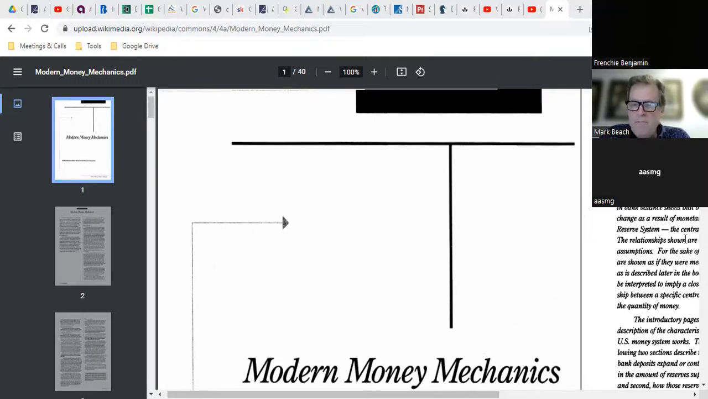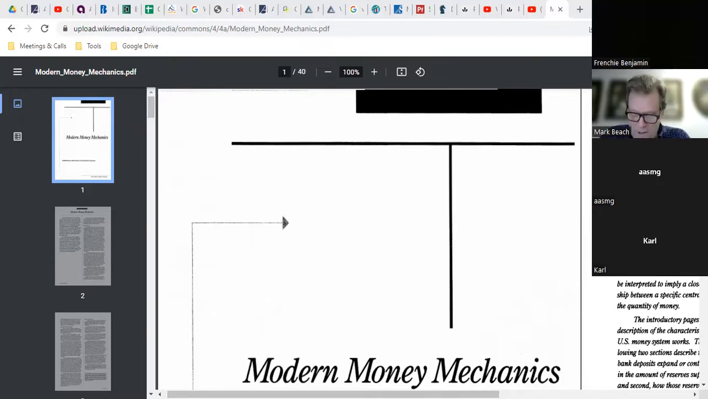Anybody? Anthony or Frenchie or Carl? Good to see you. Anybody want to take a stab at what it means to refer to our currency as being debt-backed currency? It's the same as credit-based, isn't it? Yes, of course. So give us a definition of credit-based currency.